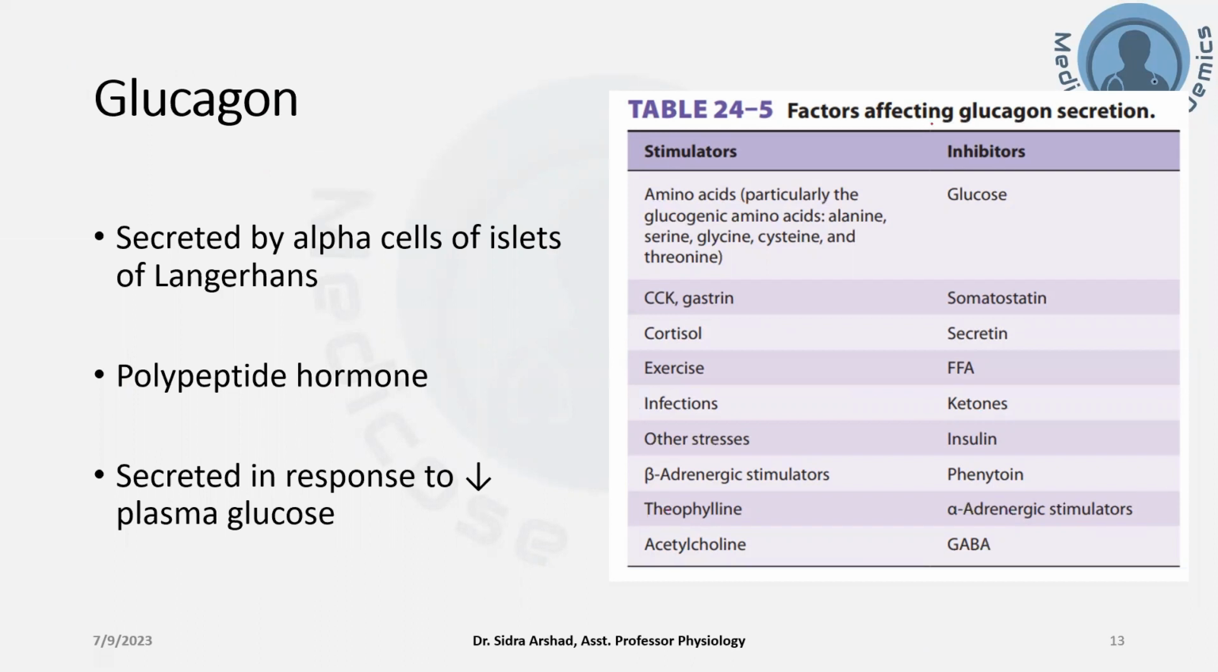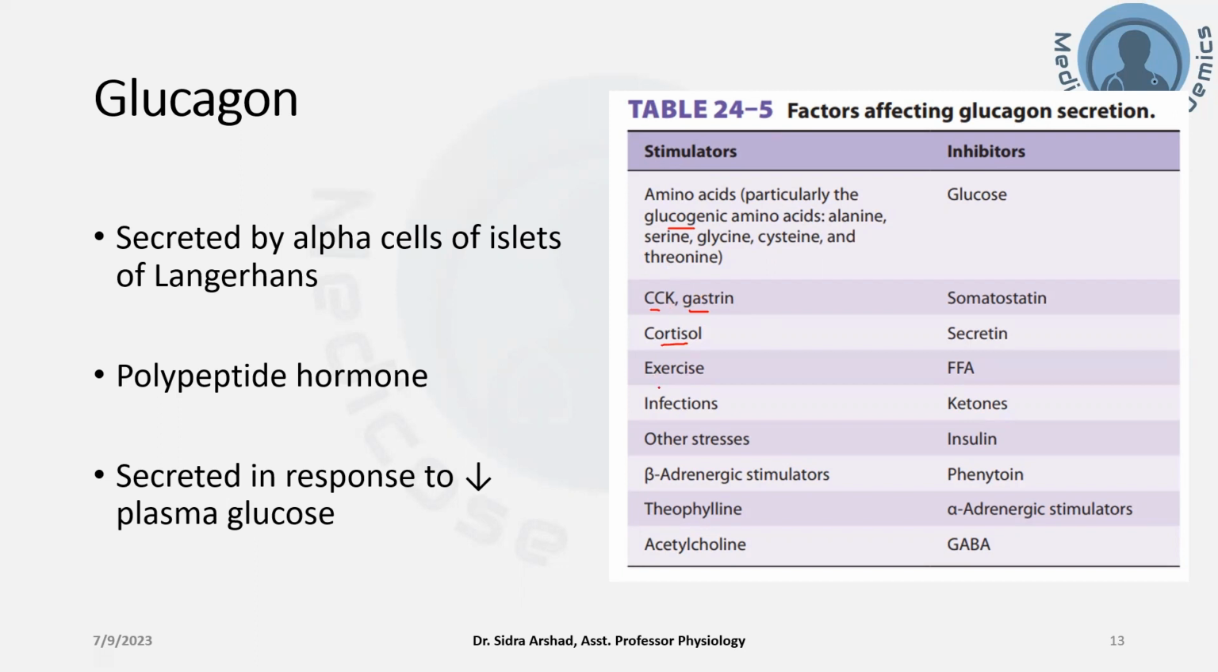There are certain factors which affect glucagon secretion. There are stimulators and inhibitors. Stimulators are amino acids, particularly those amino acids which are involved in gluconeogenesis. These amino acids are alanine, serine, glycine, cysteine, and threonine. It is also stimulated by some gastrointestinal hormones, for example, CCK and gastrin. Cortisol also causes the increase of glucagon.